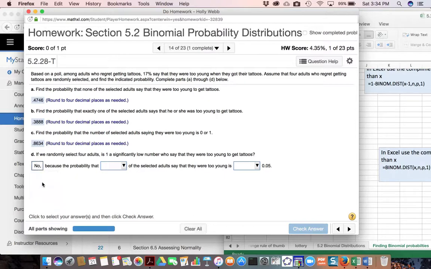If we randomly select 4 adults, is 1 a significantly low number of adults? No, because the probability that at most 1, which is the same as 1 or fewer, so at most 1 of the selected adults say they're too young, is actually greater than 0.05. So this is not a significantly low number because the probability of at most 1 of the selected adults thinking they're too young is 0.8634, which is greater than our 0.05.